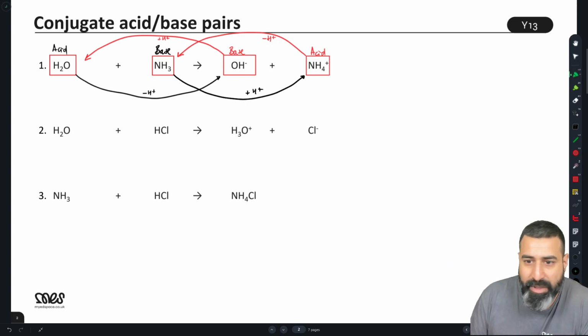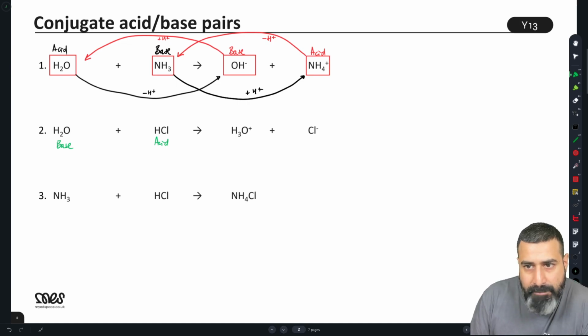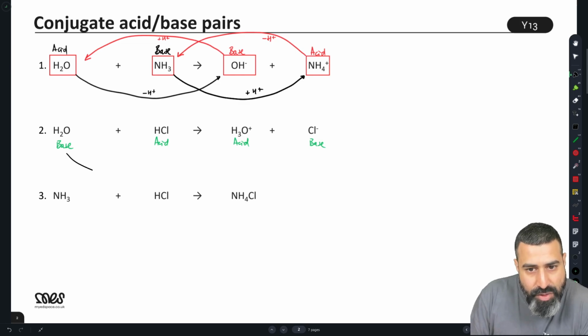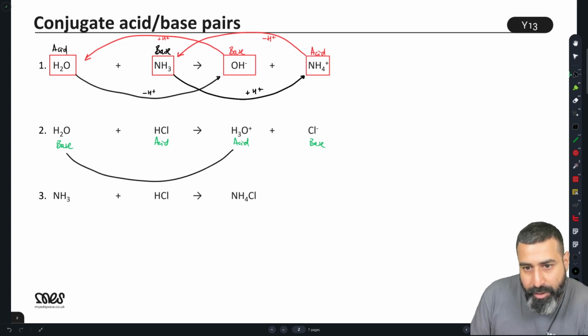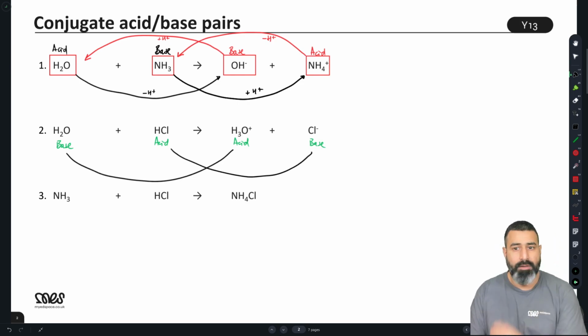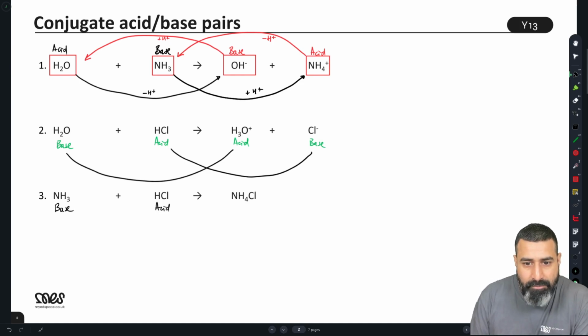And then picking up a bit of speed, that is my acid and that's my base. And then this is my acid and that's my base. And then we can just link the pairs. The H2O is linked to the H3O+, and the HCl is linked to the Cl-. Finally, the HCl in number 3 is my acid, and the ammonia is my base.